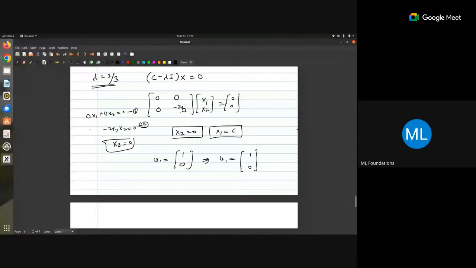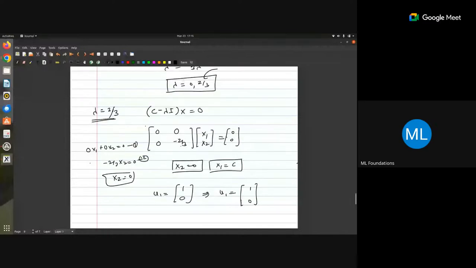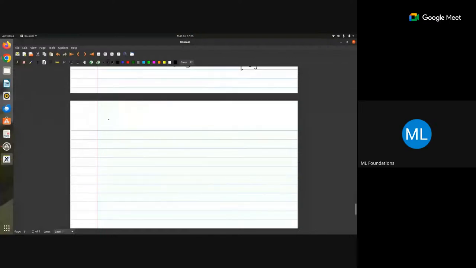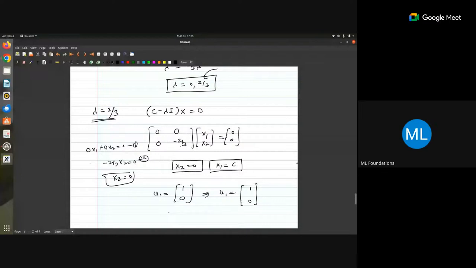So this is the eigenvector corresponding to lambda equals to 2 by 3. What about lambda equals to 0? So my matrix will become this one. So 2 by 3 minus 0 is 2 by 3.